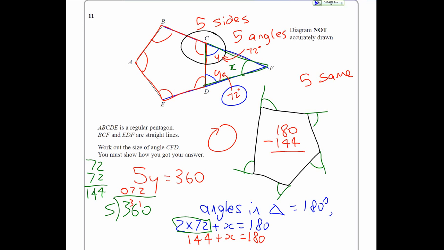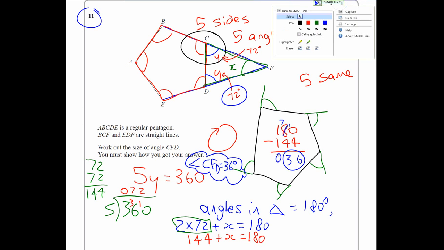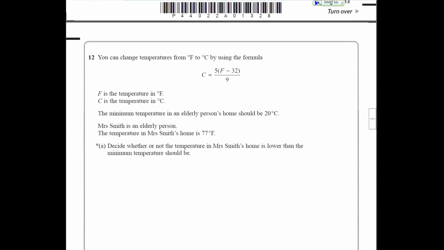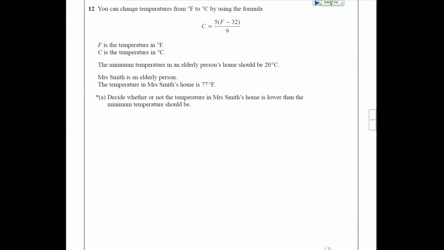So 0 take away 4 you can't do, borrow 1. 10 take away 4, 6. 7 take away 4, 3. So the answer is 36 degrees. Angle CFD equals 36 degrees. That's your answer. It's not got a star next to the question, which is why I didn't go into too much detail. However, I did show the working out, which is what it asked for.